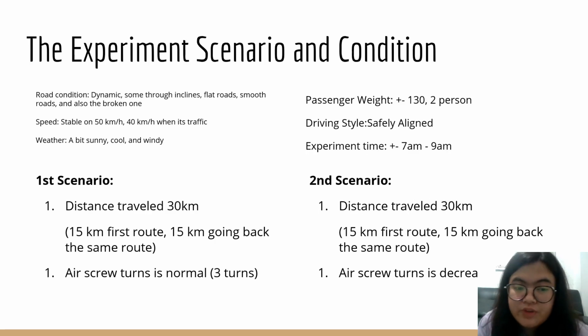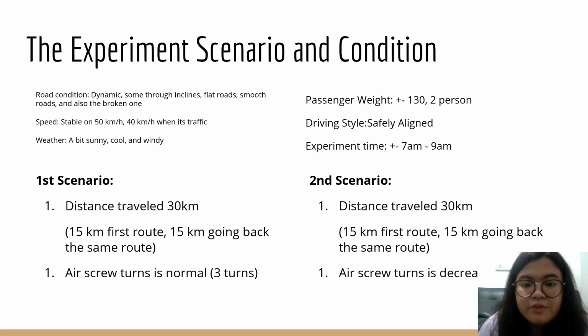And the next one is for the experiment scenario and the condition. For the road condition is dynamic, some for inclines, flat roads, smooth roads, and also the broken one. And for the speed is stable on 15 km per hour and 40 km per hour when it's traffic. For the weather, it's a bit sunny, cool, and windy. And for the passenger weight is around 130 kilograms for two persons. And for the driving style is safely aligned.